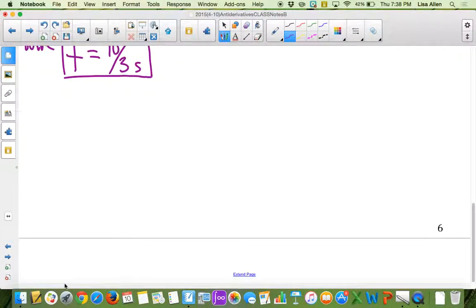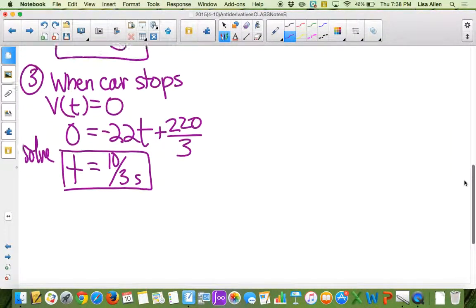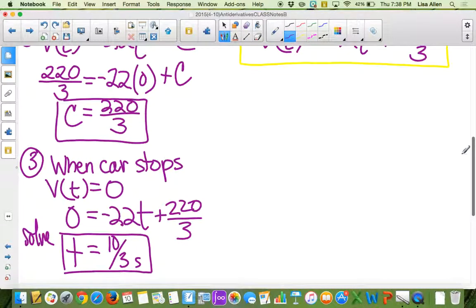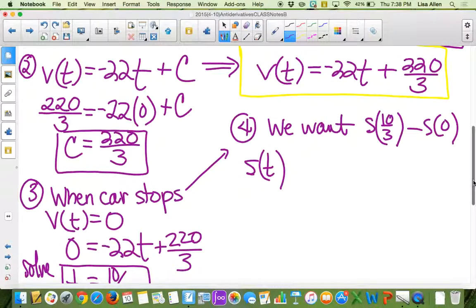So I'm going to put that there for number 4. So for number 4, let's come up here. We know we want S of 10 thirds, because that's the time the car stops, minus S of 0. So we stand to reason we need S of t. So we need to find what S of t is. So you have V of t. Let me scroll a little bit up so you can see V of t there.